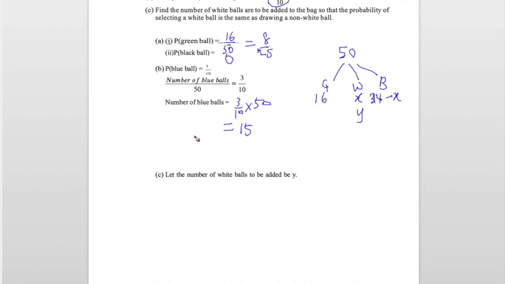So therefore, the number of white balls is actually x, and from the second part we know that 34 minus x, which is the number of blue balls, over 50 is equal to 3/10, and that actually gives us x is 19. So x is 19.